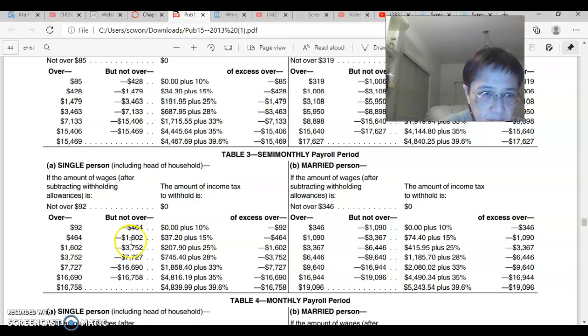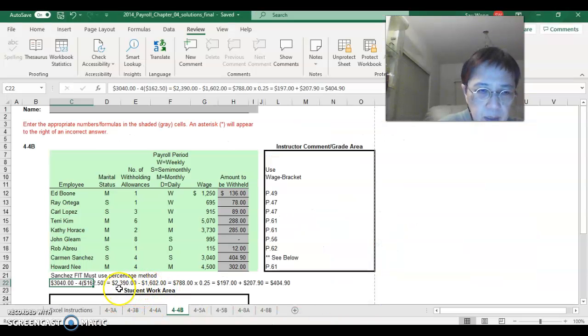So we'll need to get the 2,390 for her pay minus the lowest amount, over $1,602, and then times 25%, and then get the $2,007.90 plus whatever is over the amount times 25%. So it would be $2,390 minus the $1,602 times the 25%, and then plus the $2,007.90 equal to $404.90 for the federal income tax withholding.